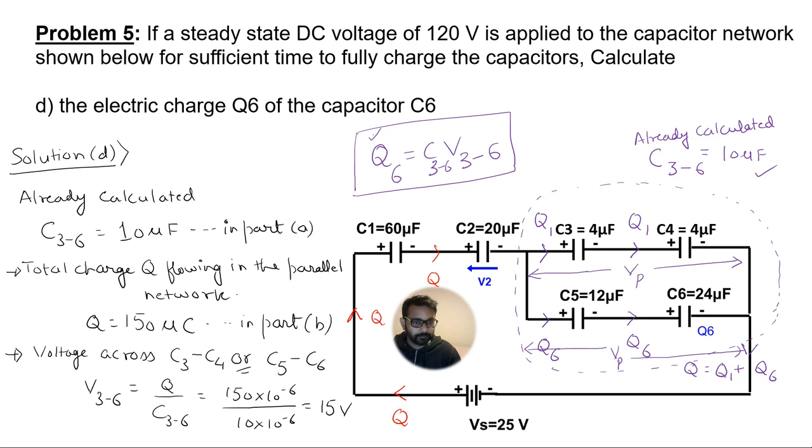So first of all, we have already calculated the equivalent capacitance from C3 to C6. We have calculated that to be 10 microfarads. Now the total charge flowing in this parallel circuit is 150 microcoulombs. Using these two values, we will find the voltage across this capacitor. Either you can say the voltage drop across C5 and C6, or the voltage drop across C3 and C4. They will be the same because they are connected in parallel. So using this formula, first we calculate that voltage drop.